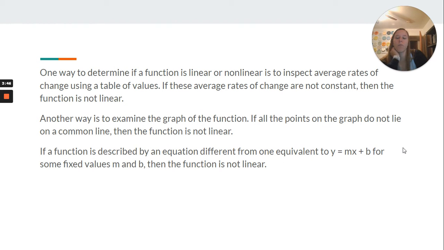Okay, one way to determine if a function is linear or nonlinear is to inspect average rates of change using a table of values. If these average rates of change are not constant, then the function is not linear. Another way is to examine the graph of the function. If all the points in the graph do not lie on a common line, then the function is not linear. If the function is described by an equation different from one equivalent to y equals mx plus b, where some fixed values m and b, then the function is not linear. Okay, so 3 different ways there.